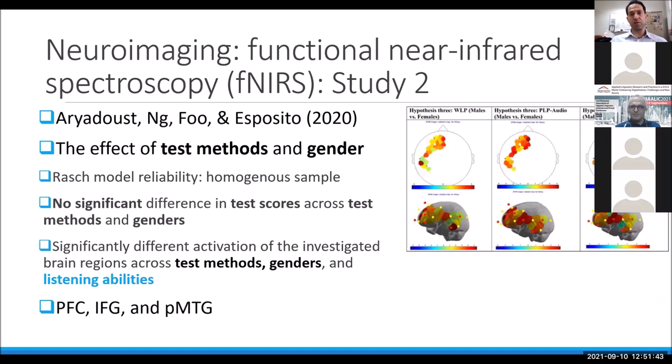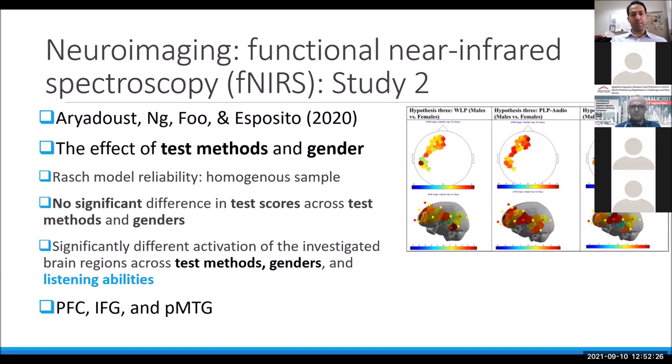In another study, which was published in Computer Assisted Language Learning, we identified that there was a test method effect and also a gender effect again. First of all, we ran Rasch analysis, for those of you who are familiar with quantitative data analysis. So Rasch modeling was done first. What we found was the group, in terms of their scores, were homogeneous. There was only one group there. And there was no significant difference in test scores across test methods or gender. This result is somehow opposite to the previous results.